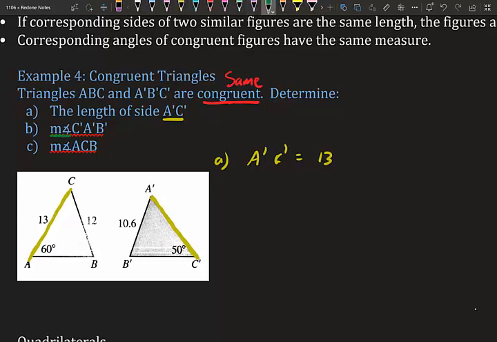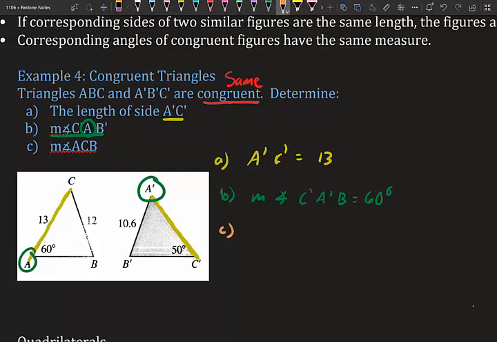All right, now we have to find the measure of angle CAB. So see the letter in the middle? That's actually the angle. So we're going to go to angle A. So angle A, let's look for the other A. Oh, we have it. It's 60. So the measure of angle CAB is 60 degrees. You know what? Go ahead, pause it and do C.